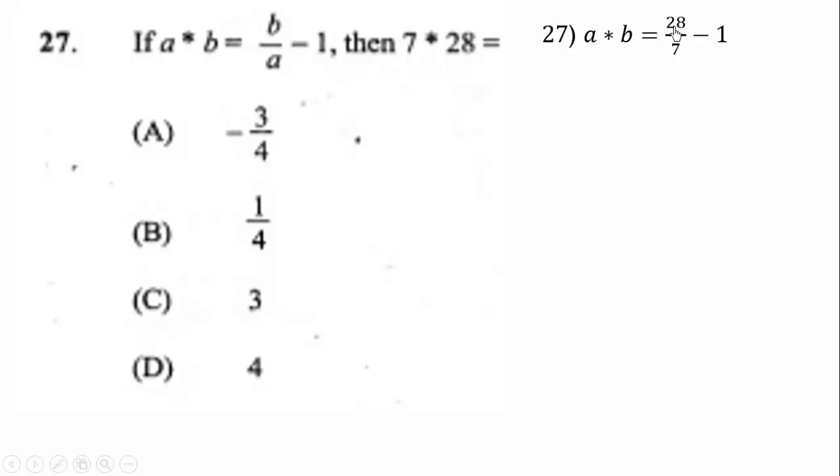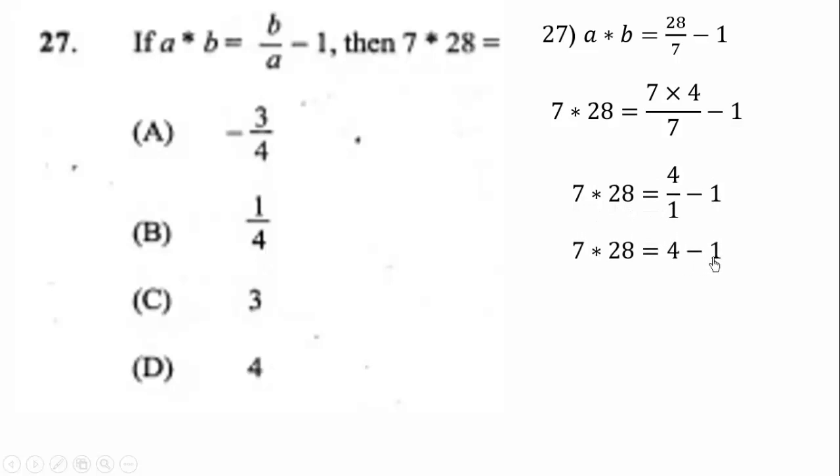b for 28 and a for 7. Then we simplify this. You know, 28 is the same as 7 times 4 all over 7. This will cancel this. Then we are left with 4 over 1, the same as 4 minus 1, and this is the same as 3. So the correct answer is C.